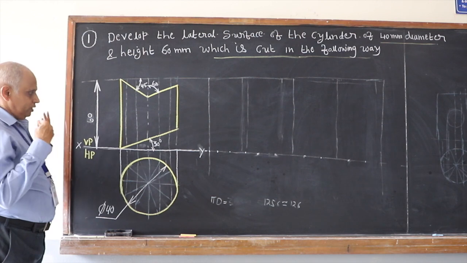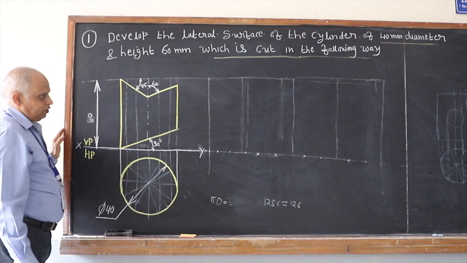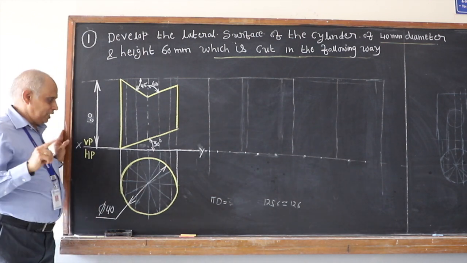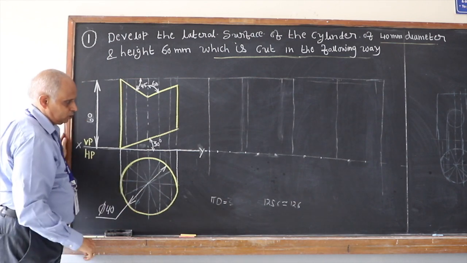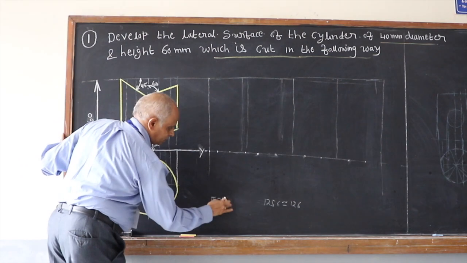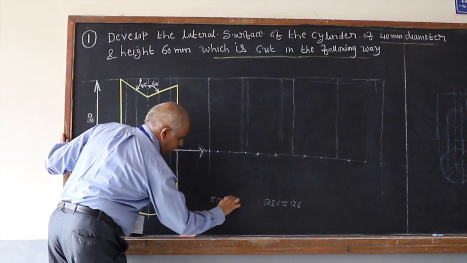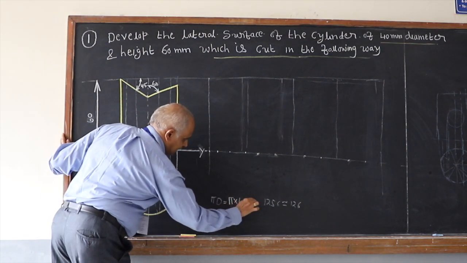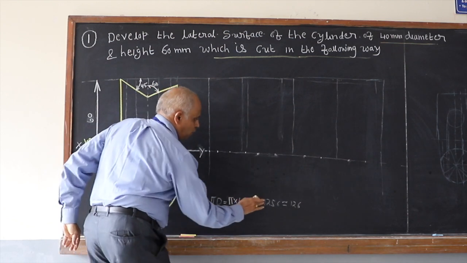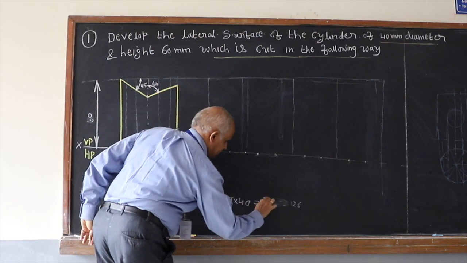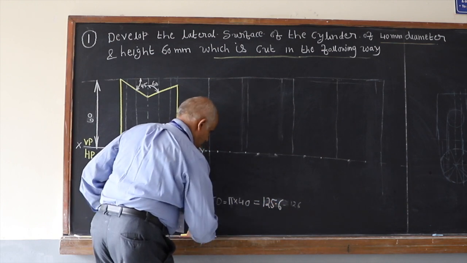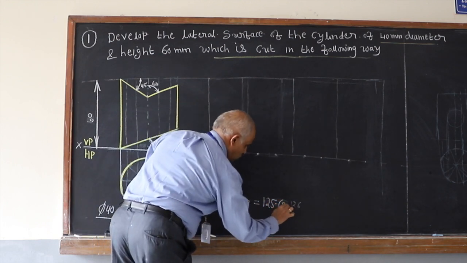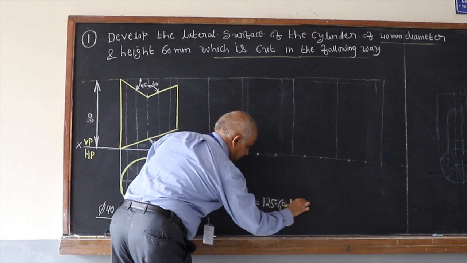Now when you open out the development, you know the length of the development will be the perimeter of the top view, that is it will be equal to pi times 40. So calculate the perimeter of this, which is pi into 40, and that comes out to be 125.6, which you can approximate as 126 millimeters.